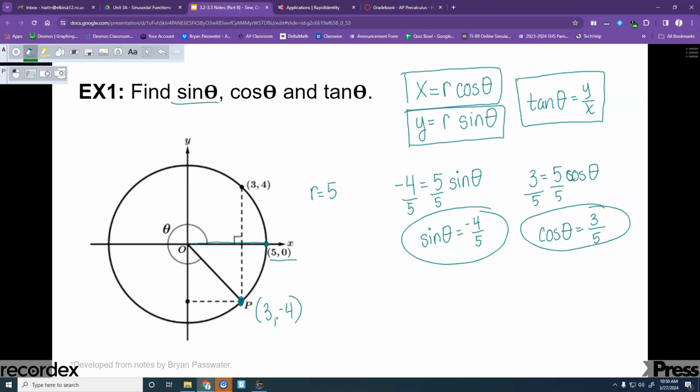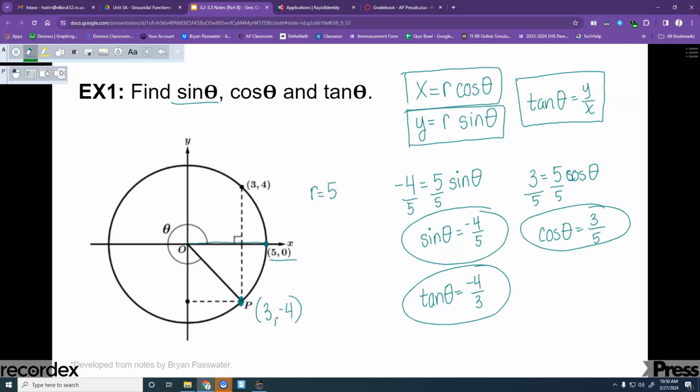And then tangent, the easiest way to do tangent is to remember that tangent of theta is y over x. So that is -4 over 3. That's your easiest way to do tangent. Tangent is just y over x.